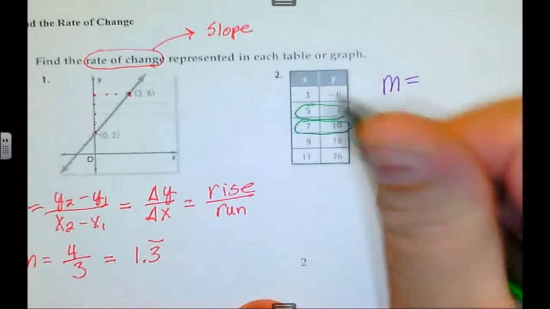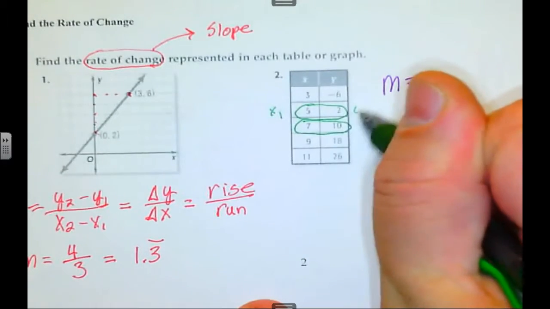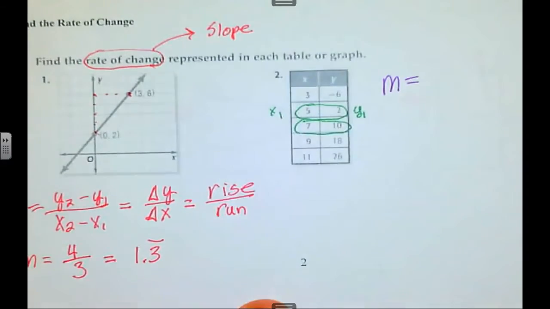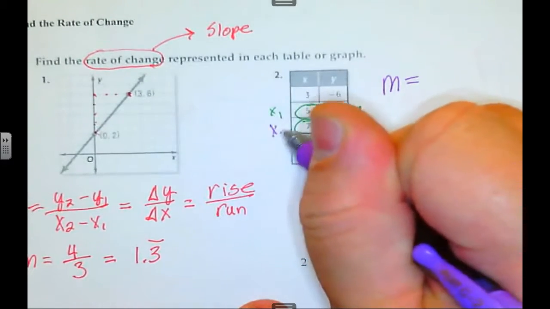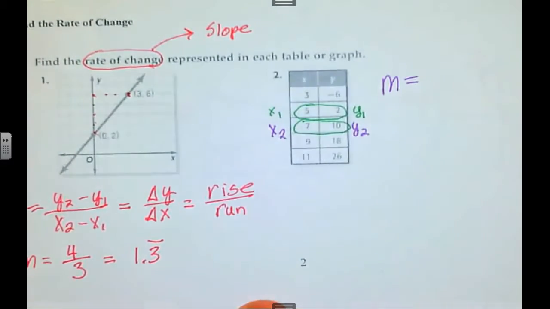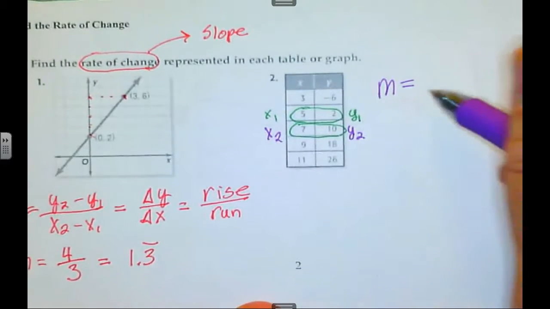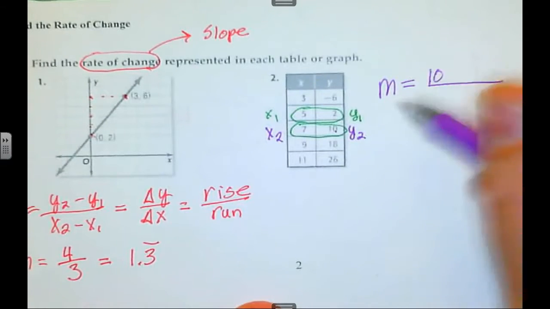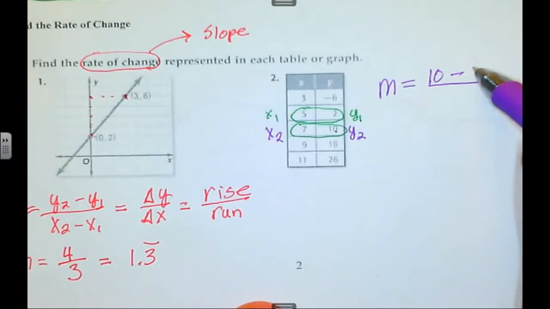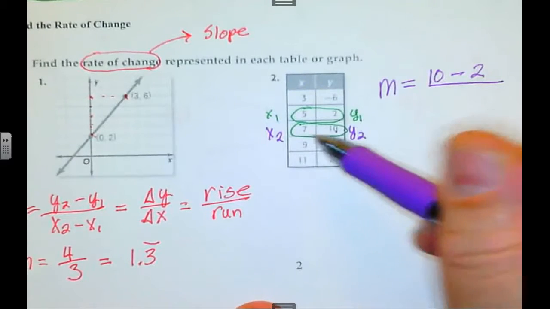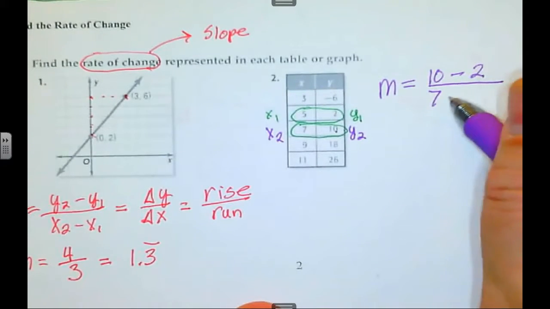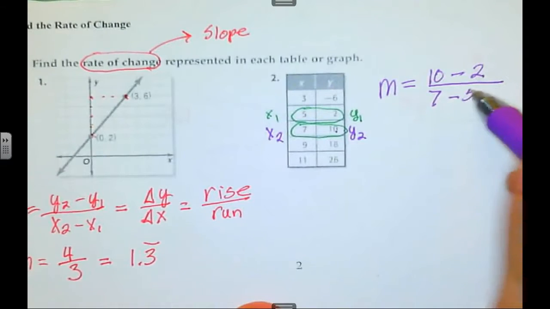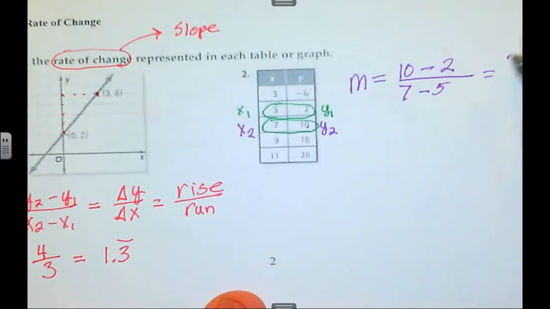Okay. So this is my x1, y1. This will be my x2, y2. And I'm just going to plug it in my formula. Okay? Y2, 10, minus my y1 is 2, over my x2, 7, minus x1, 5. So I get 8 over 2. And the rate of change is 4. Works out nice.